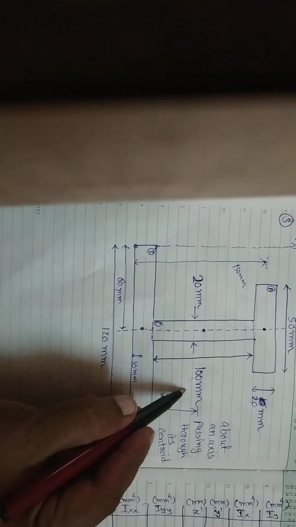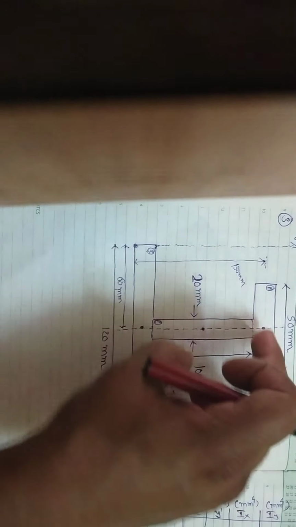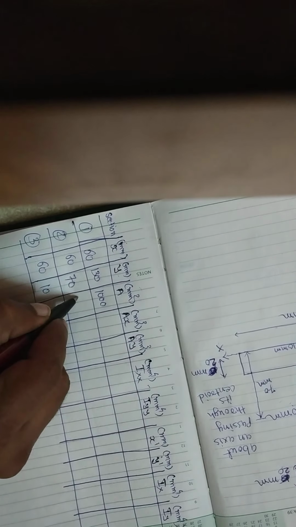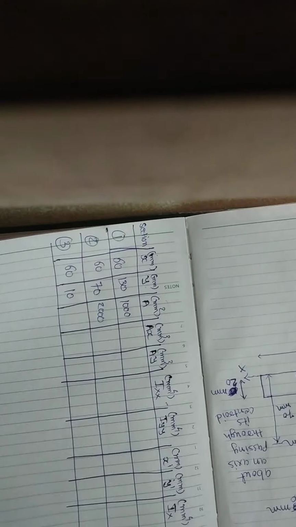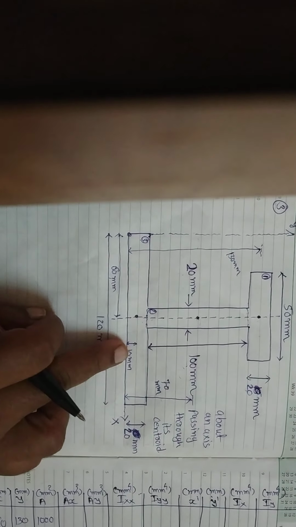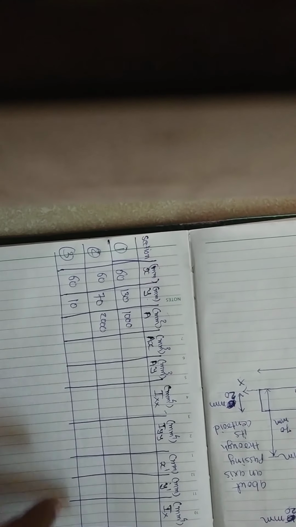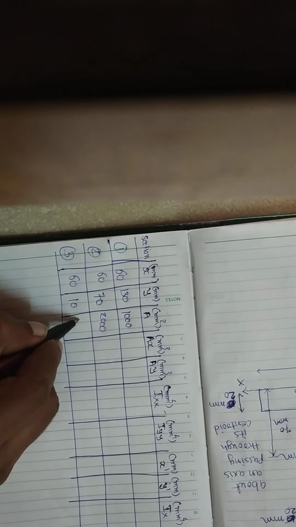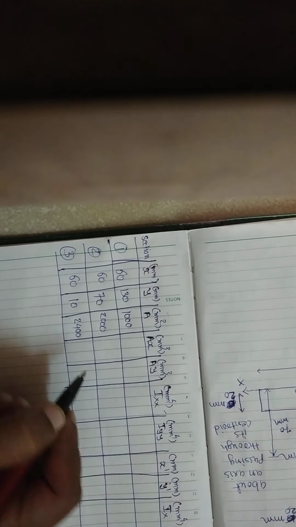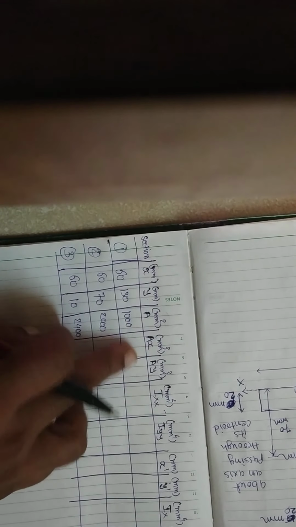For the second one, it's 100 mm long and 20 mm thick. So 100 into 20: this entire section 2 has an area of 2000 mm square. All right, and for section 3, the area is 120 by 20, so you can say it's 2400 mm square.